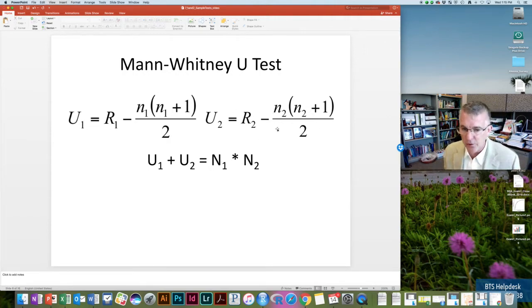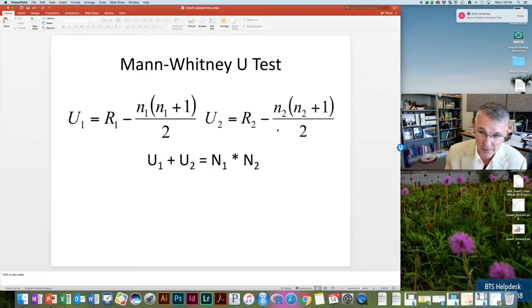The p-value sometimes is based on the larger of the two U values and sometimes based on the smaller of the two values. Again, this matters if you're using a table. It does not matter if we're using R because R will just do it for us.